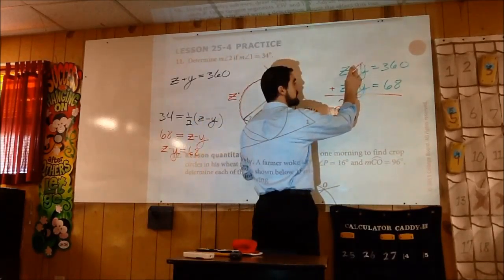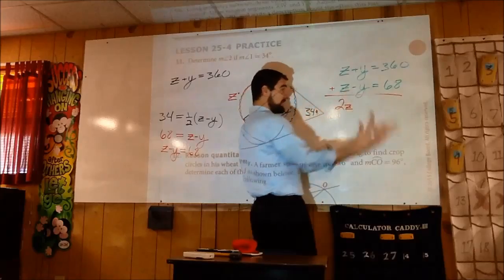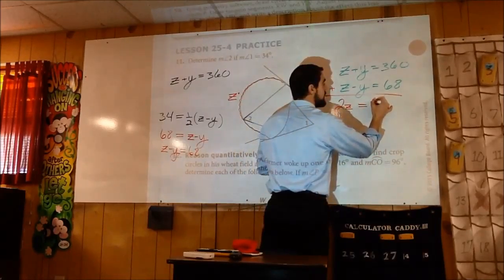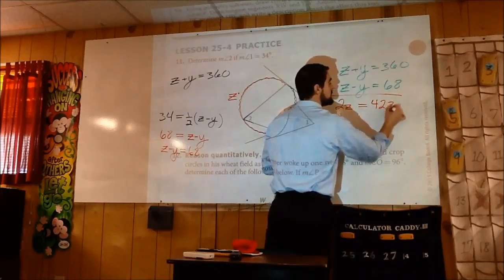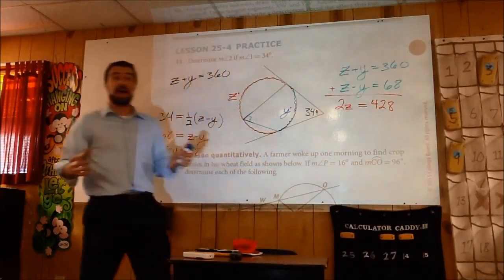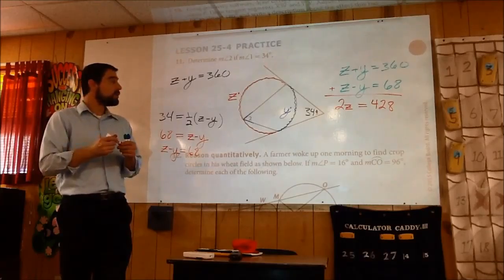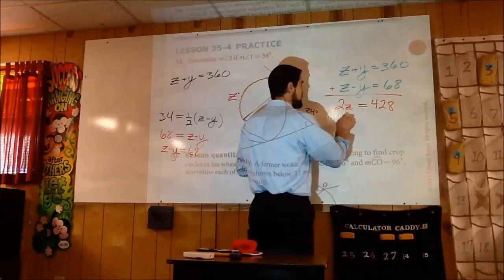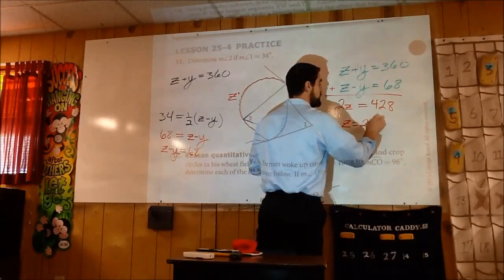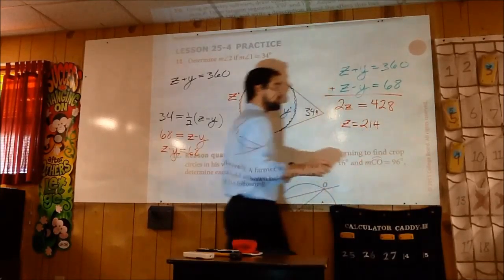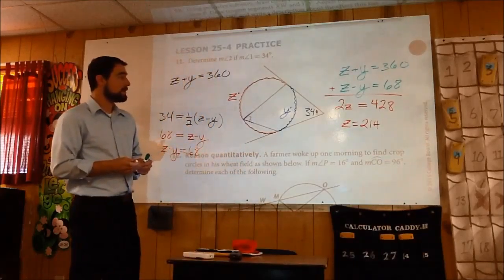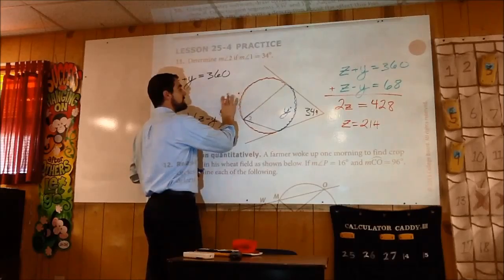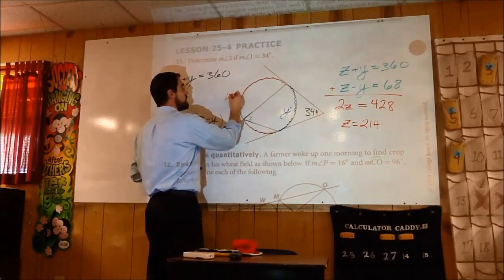Anywho, plus y minus y, that's just 0. So that's why they eliminate. And then I have 428. Now I have one equation with one unknown, and we can easily solve this for z. Z is 214. So now we know we can get rid of this variable z and say that this is 214 degrees.